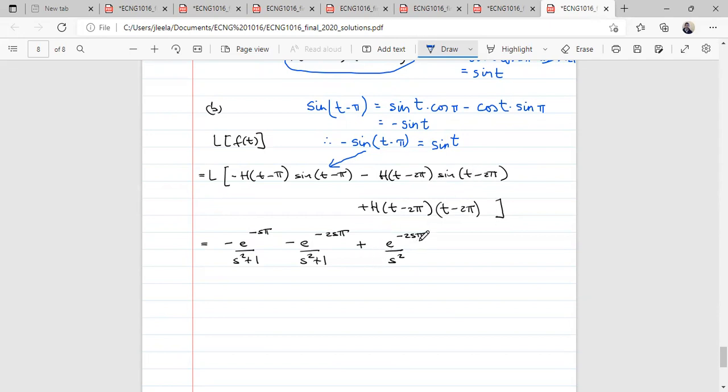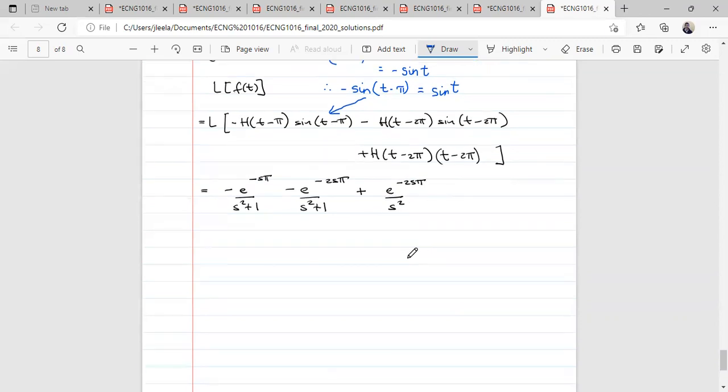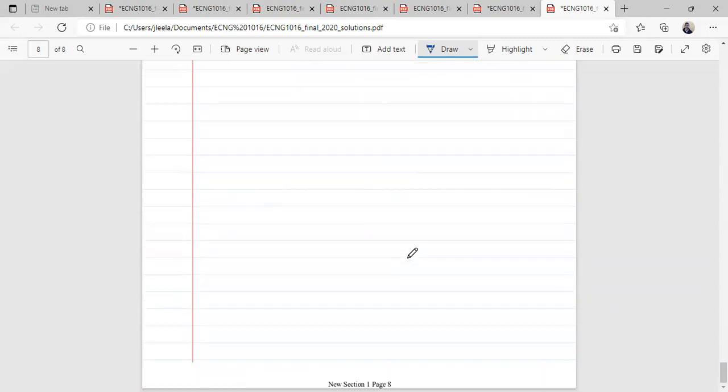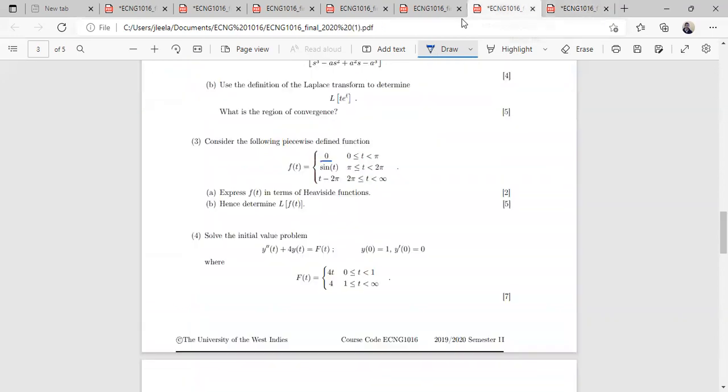And finally, the Laplace of h(t minus 2 pi)(t minus 2 pi) will be e to the minus 2s pi. And we know that the Laplace of t is 1 over s squared. So you're dividing by s squared. Right? So that's question 3.